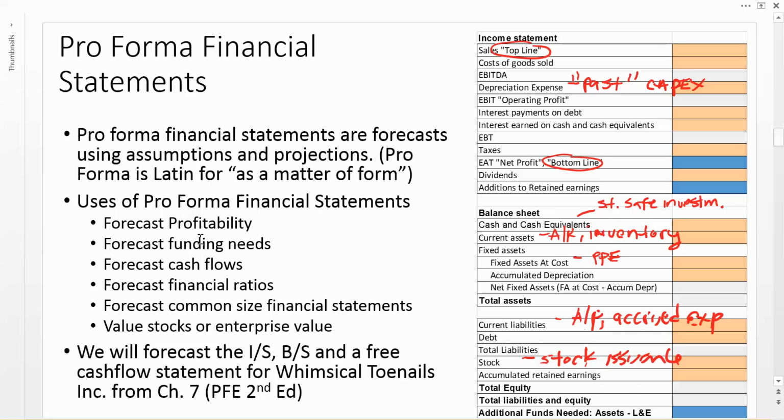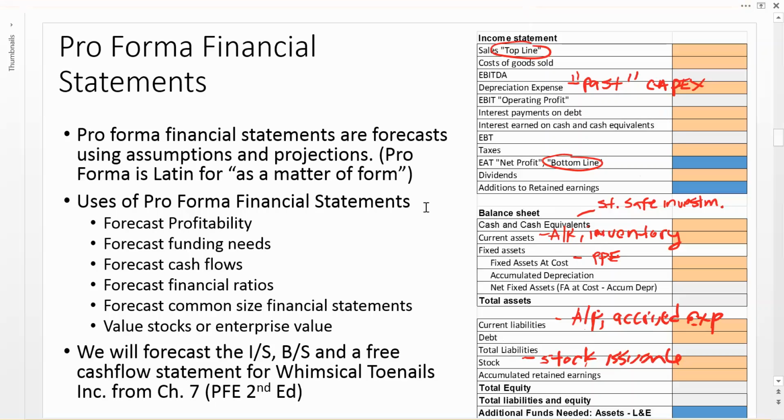We can also use pro formas to value stocks and the entire enterprise value of a firm, and we're going to do that in the next couple topics. So right now we're going to forecast the income statement, balance sheet, and free cash flow statement for a firm called Whimsical Toenails. Now, I don't really like the title, but it's from Chapter 7 in the textbook, so we're going to go with it.